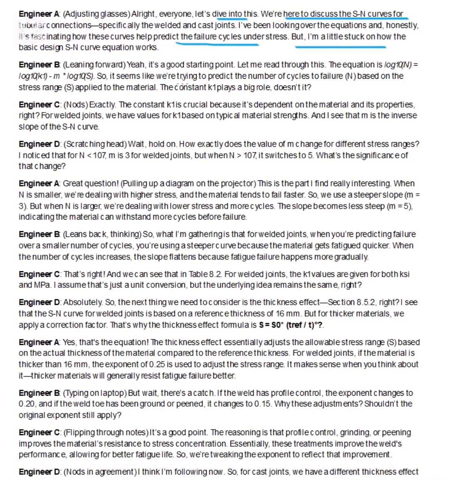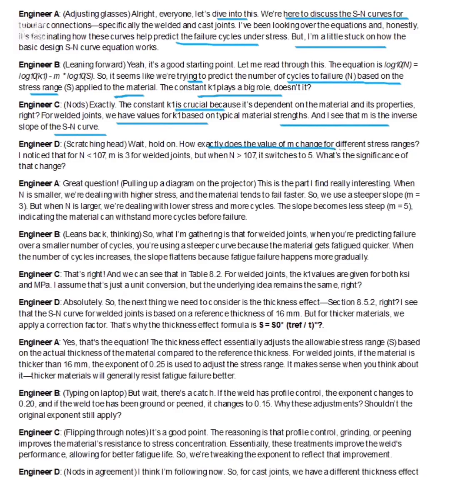The equation is this one. It seems like we are trying to predict the number of cycles to failure based on the stress range. So what are we doing? We are trying to predict the number of cycles to failure based on the stress range applied to the material. The constant K1 plays a big role. Yes, K1 is crucial because it depends on the material type and its properties. For welded joints, we have to use K1 based on the typical material strengths. I see that m is the inverse slope of this curve.